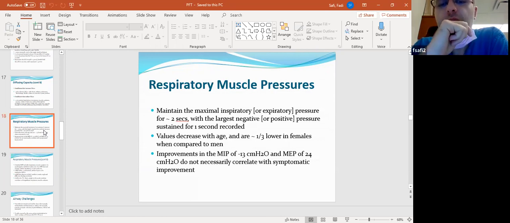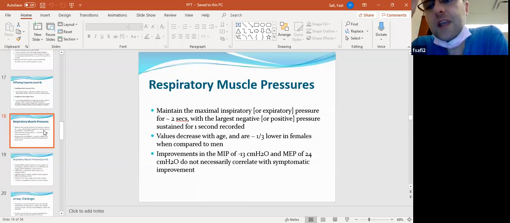Now, what are the normal values of the maximum inspiratory and expiratory pressure? The maximum expiratory pressure, because it's expiration, it's positive. The normal is around positive 120 to 150 centimeters H2O. The maximum inspiratory pressure, because it's inspiration, it's a negative force.